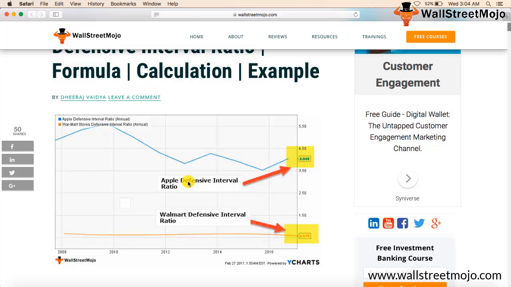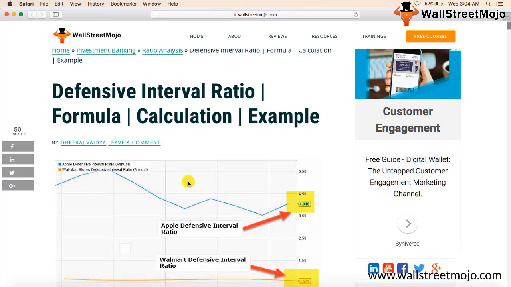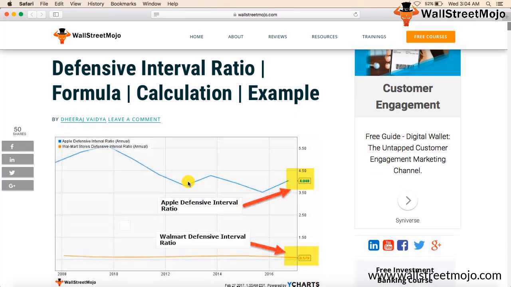And as I mentioned, we need to see it in relative terms. Apple and Walmart don't operate in the same industry, right? Therefore, if we want to comment on whether Apple's defensive interval ratio is good or bad, or Walmart's defensive interval ratio is good or bad, it depends upon its peers in the same industry. Only then will we be able to conclude whether it is good or bad. Thank you.